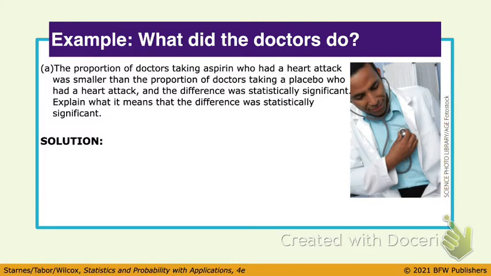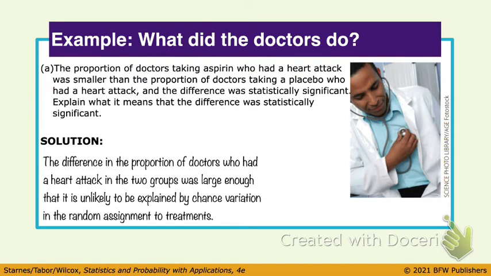So here's our first question. The proportion of doctors taking aspirin who had a heart attack was smaller than the proportion of doctors taking a placebo who had a heart attack. And the difference was statistically significant. What does that mean, that the difference was statistically significant? That means that the results could not have been by chance. That's all that means. The difference was large enough that it is unlikely to be explained by chance.